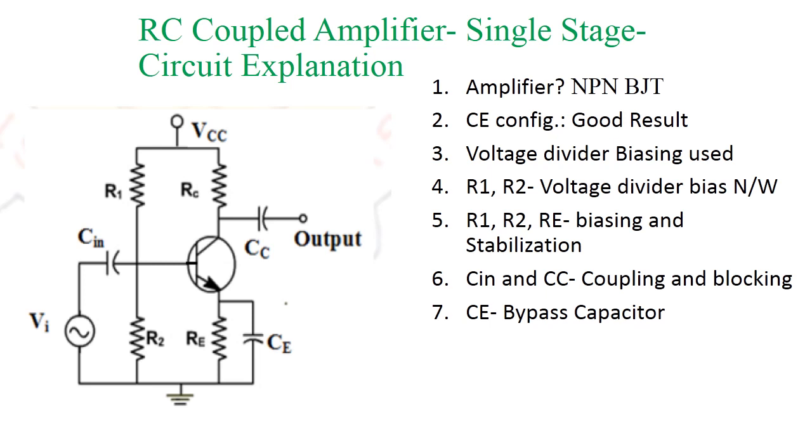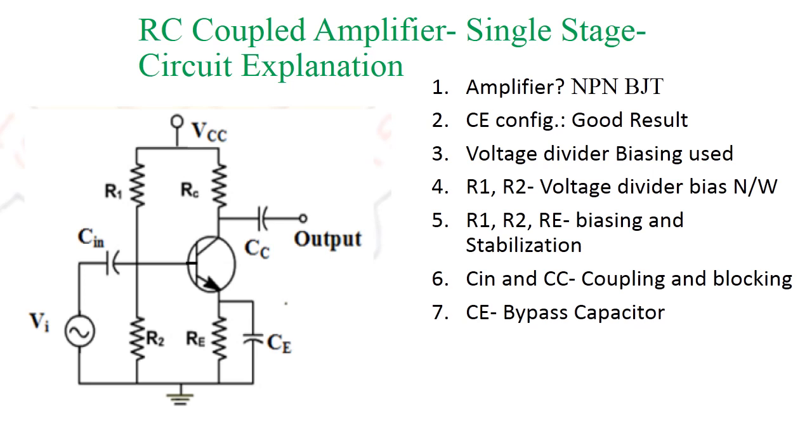What is the use of biasing? Biasing gives proper voltage to the NPN bipolar junction transistor, and it gives good output at the collector. It reduces the distortion and the efficiency will be high. So this R1, R2, RE provide good biasing and stabilization in this circuit.